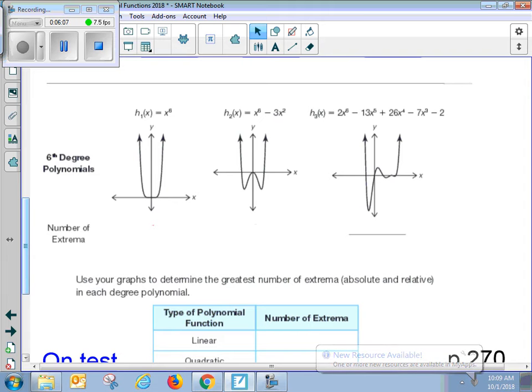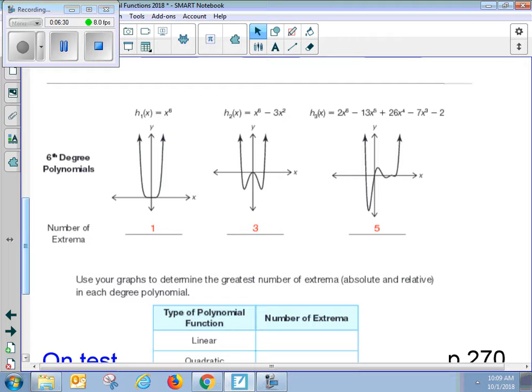6th degree polynomial. So I can start from the left side because I don't trick you on the evens. So how many turning points? 1. So there's 1 extrema. How many turning points? 3. 3 extremas. How many turning points? You've got it. 5 extremas.